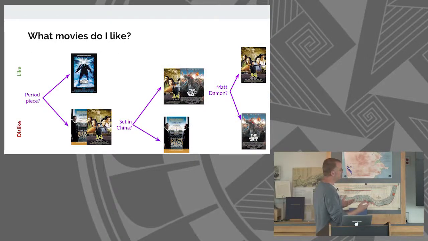So here's another way of slicing it. So this is another predictor. So what movies do I like? I usually don't like period pieces. So I did like The Thing, but not King's Speech.